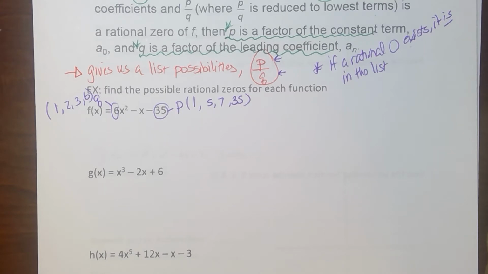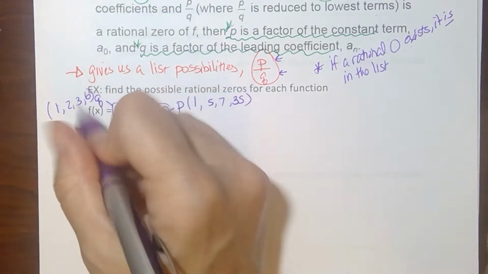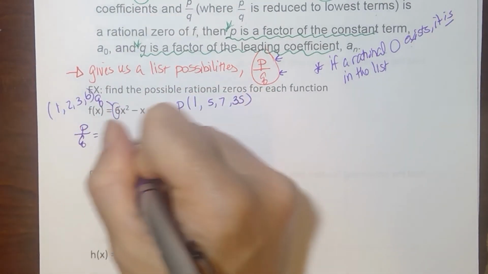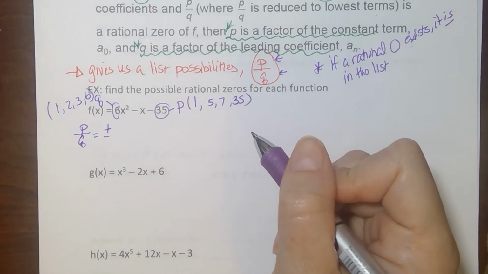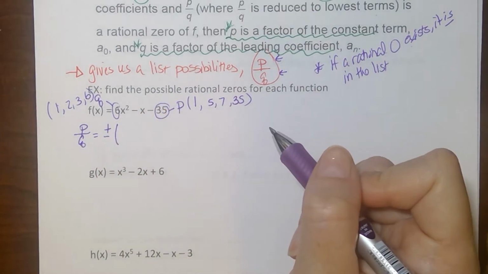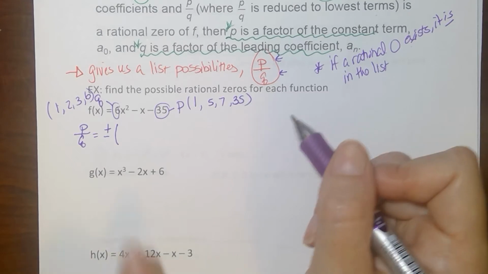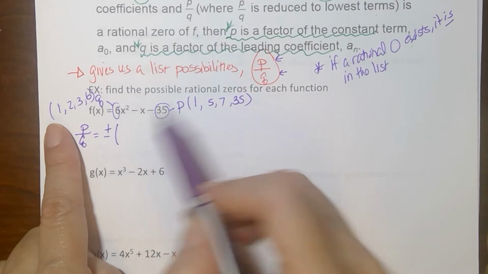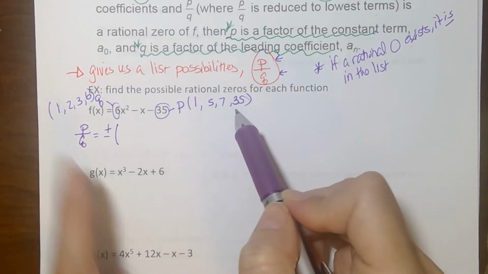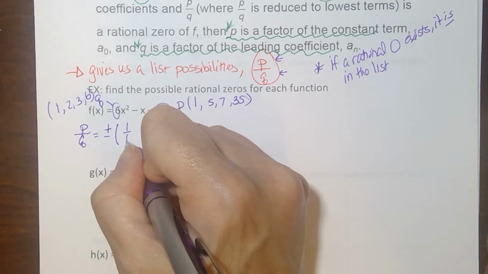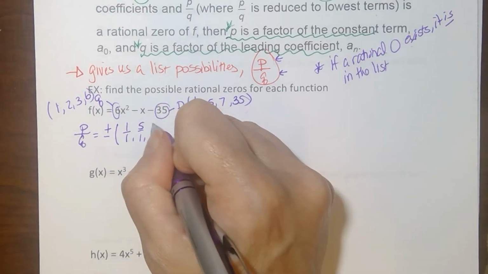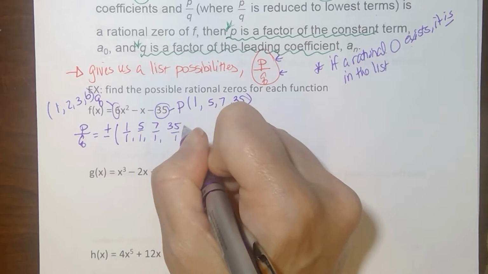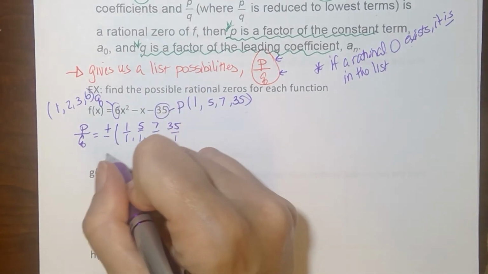Now notice I didn't talk about positives or negatives because every value in the list we consider both positive and negative. So that when I create my list of possibilities P over Q, I say, okay, all of the positive or negative possibilities, and then I open my set of parentheses. I'm going to start with a denominator of 1 because that's my first factor of 6. And I'm going to put all of these values for P over 1. So that would be 1 over 1, 5 over 1, 7 over 1, and 35 over 1. Well, anything over 1 just reduces to the whole number, right?